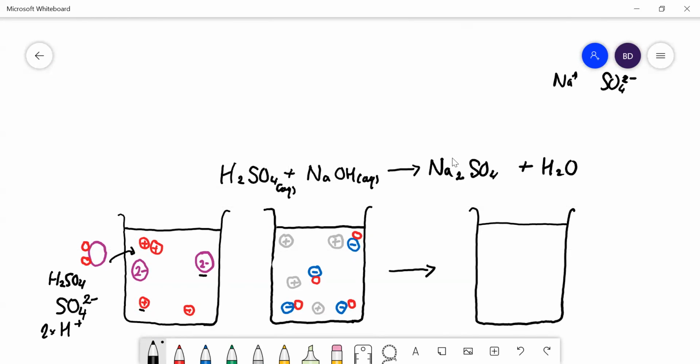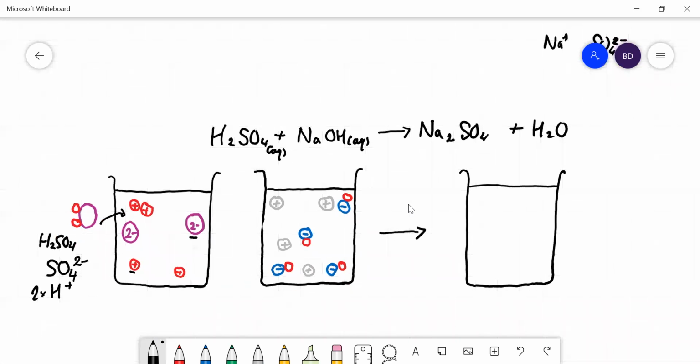Again, in the next beaker here, we have got our sodium hydroxide. That is split up into Na+ ions and OH- ions. Right, when we mix them together, what's going to happen, again, is the H+ ions are going to join up with the OH- ions to form water. So I've got 4 molecules of water this time.